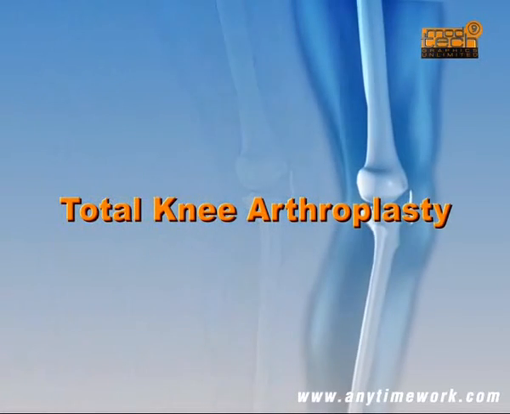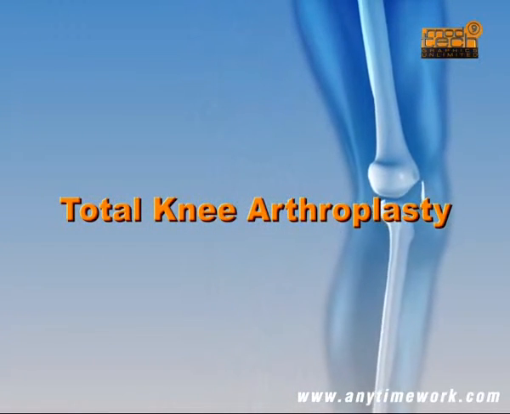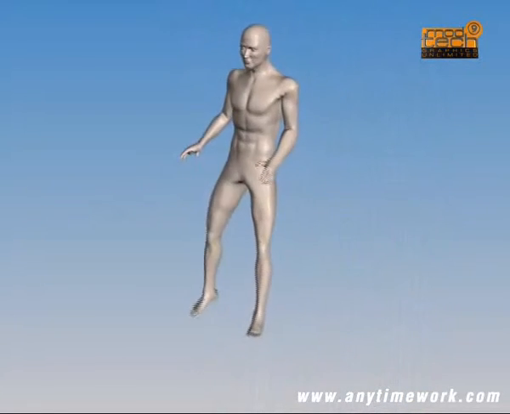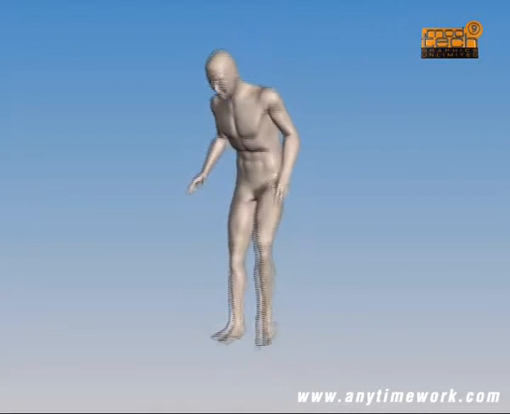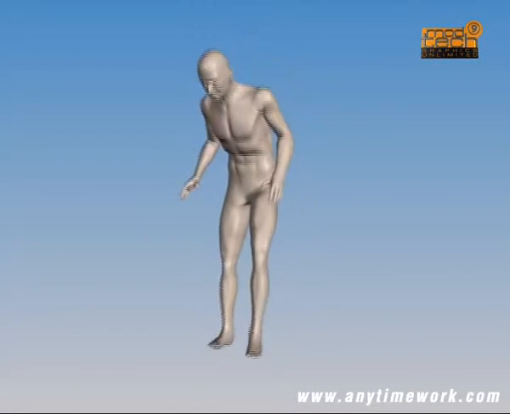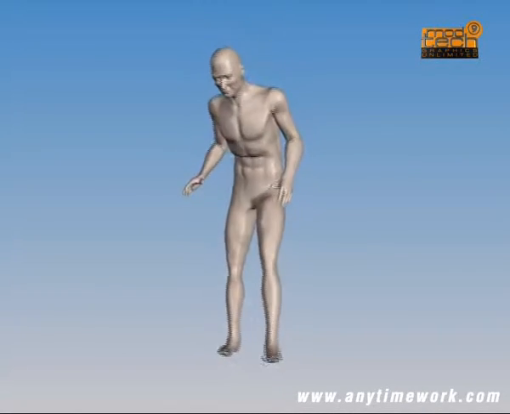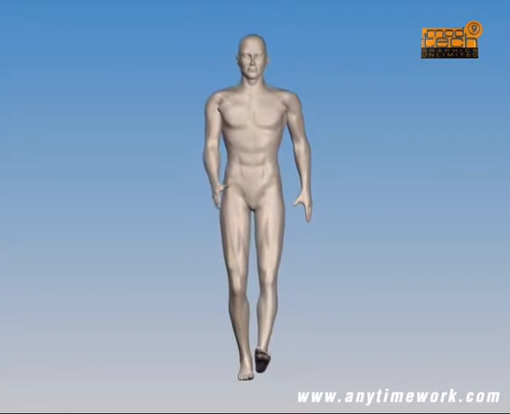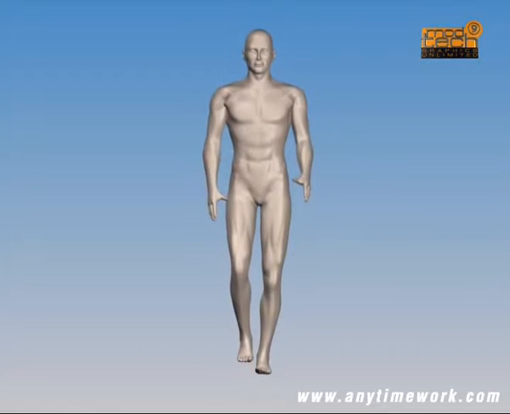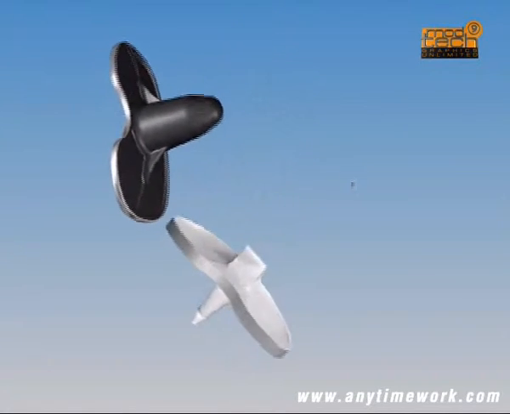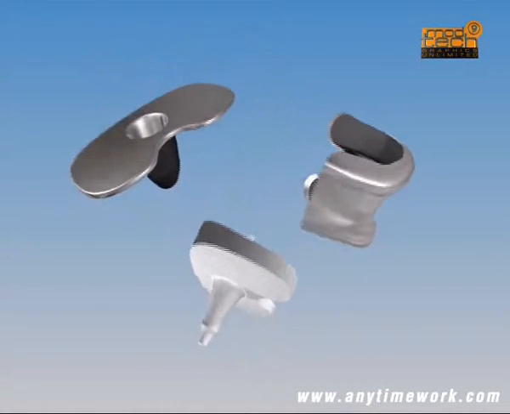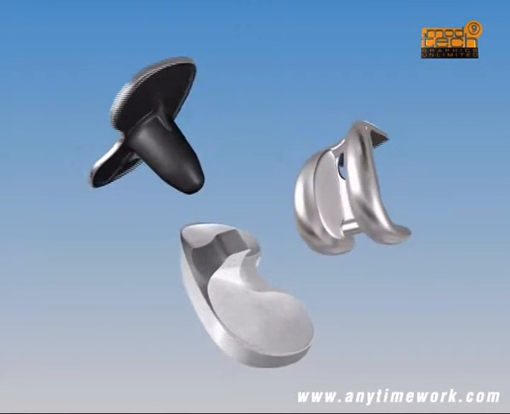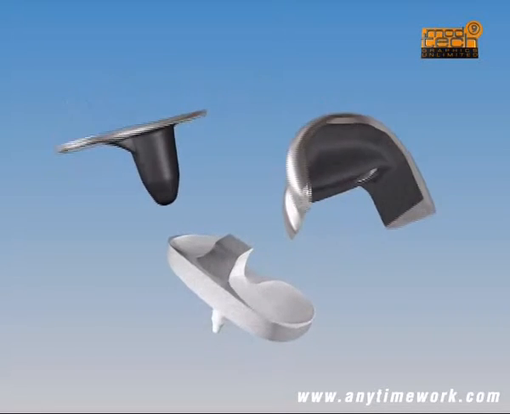Total knee replacement, also known as total knee arthroplasty, is one of the most successful of all surgical procedures and a virtual medical miracle. Prior to the development of knee replacement technology, patients with advanced arthritis of the knee had to live with chronic pain and loss of functional independence. Knee replacement means that patients can live a pain-free and independent life.